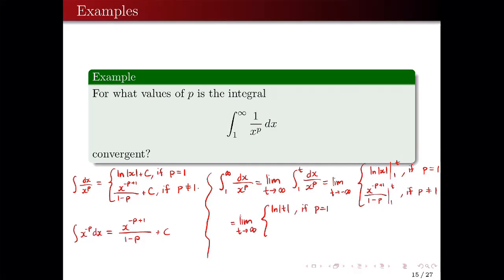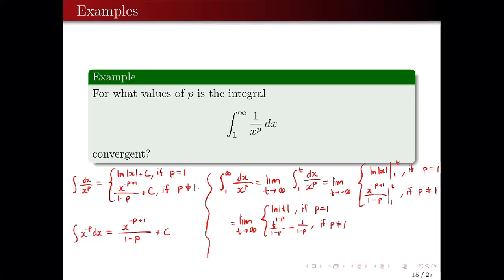On the other hand, for this, we have t raised to 1 minus p over 1 minus p, minus, at 1, we just have 1 over 1 minus p. So if p is not equal to 1. In here, I wrote 1 minus p. It's the same as minus p plus 1. Okay? So I hope you got that easily.